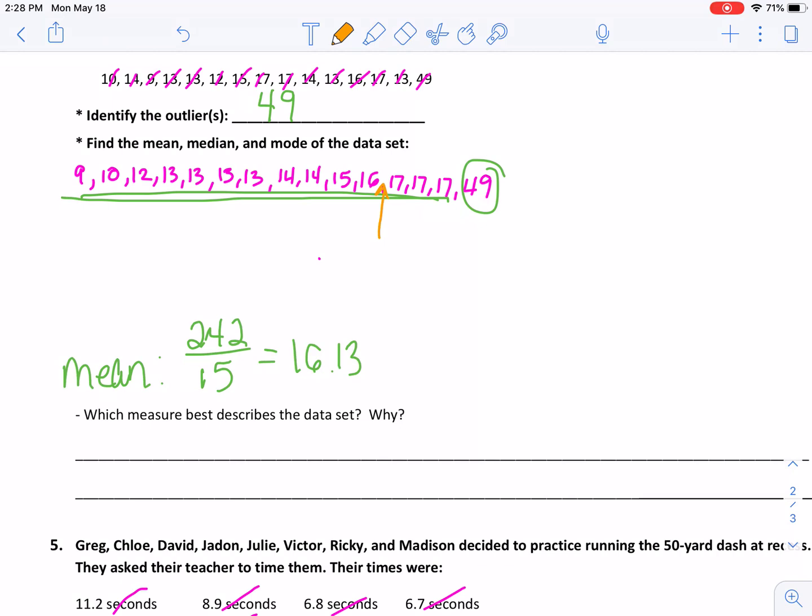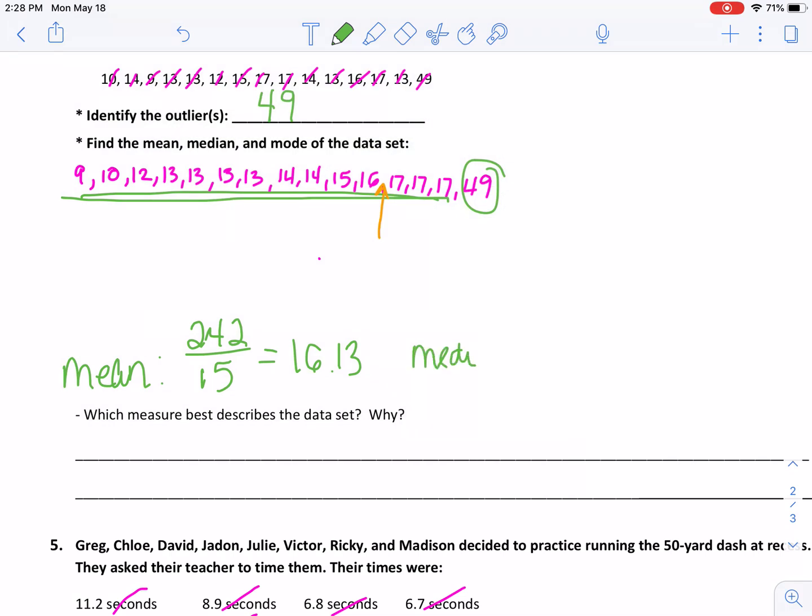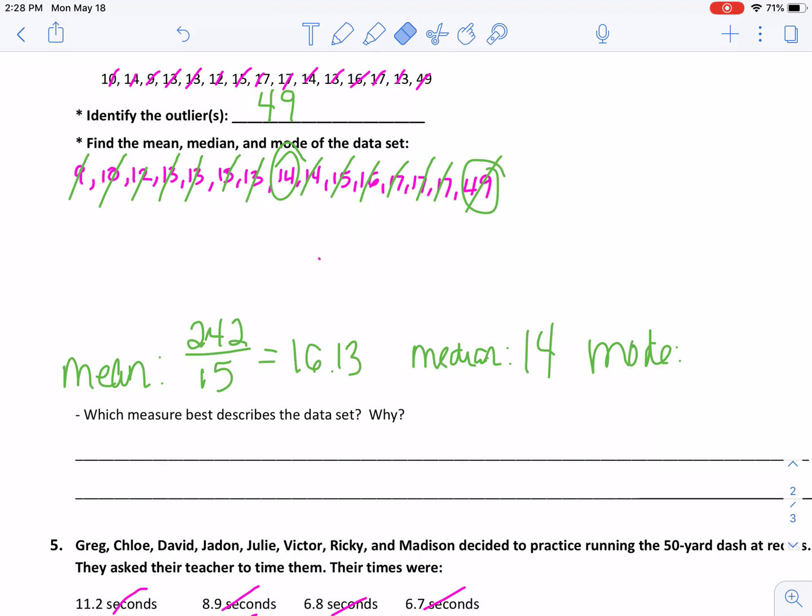Median. The median would be the middle value. If I have 15, an odd number, I could count 7 and 7: 7 from the left, 7 from the right, and then that middle value will be left for me. So 1, 2, 3, 4, 5, 6, 7, and 1, 2, 3, 4, 5, 6, 7. The median is 14. Mode: what's the number that shows up the most? Sometimes you have so many markings, it's hard to see. The mode looks like it is 13.